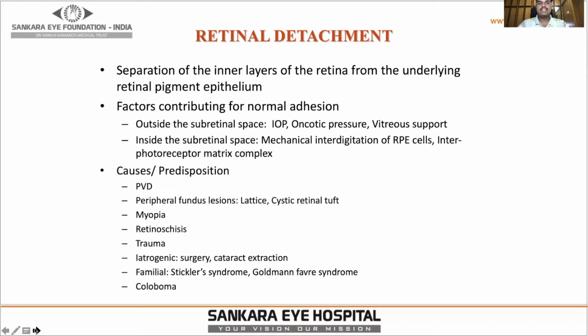Coming to the causes or the predisposing factors for retinal detachment, the most common is posterior vitreous detachment. These also include lattice degeneration, cystic retinal tuft, myopia because of the thinning of the retina, retinoschisis, and trauma, which is more so in the young. Iatrogenic causes such as cataract surgery, other intraocular surgeries, and procedures such as capsulotomy contribute. Familial predispositions such as Stickler syndrome and Goldmann-Favre syndrome might also contribute. Coloboma, we all know, might lead to breaks and the subsequent retinal detachment associated with it.